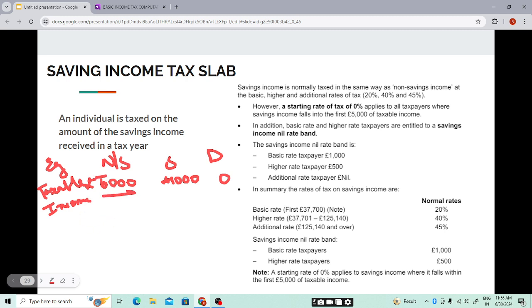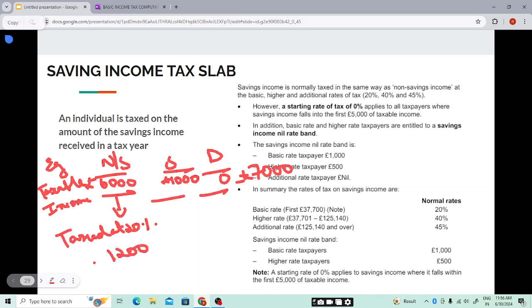So taxable income is, what is the total of the taxable income? The total of the taxable income is 1,000 plus 6,000 is 7,000 pounds. So non-saving income will be taxed at 20%, and it is within the basic rate limit. So how much will be the tax? 1,200 will be the tax.